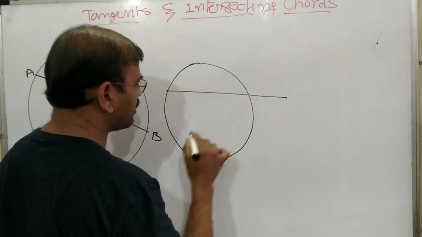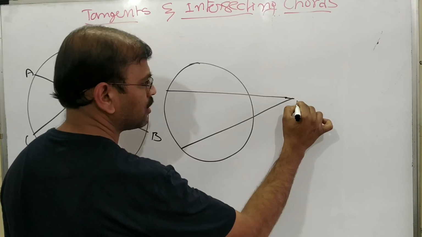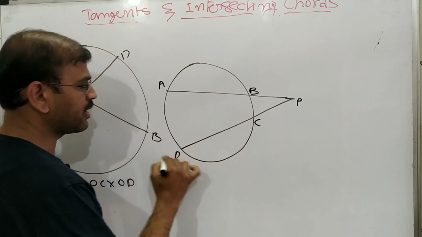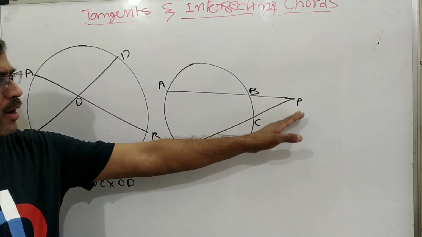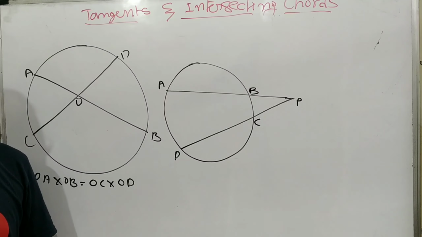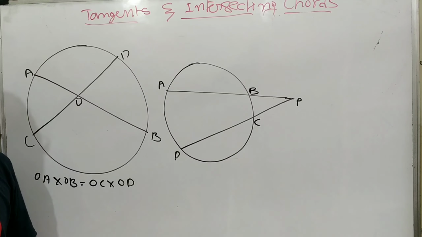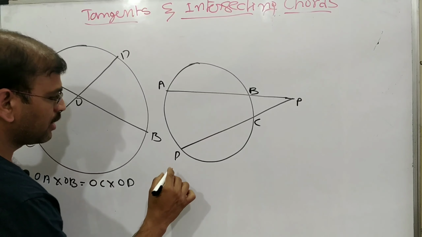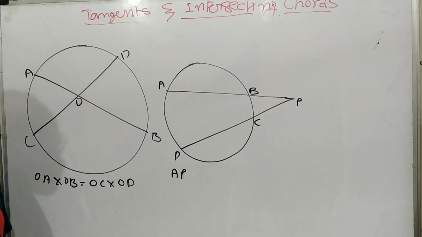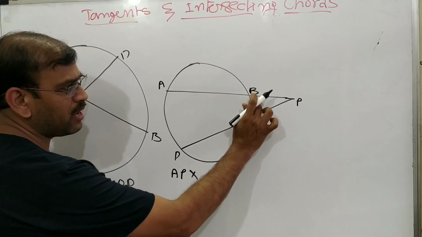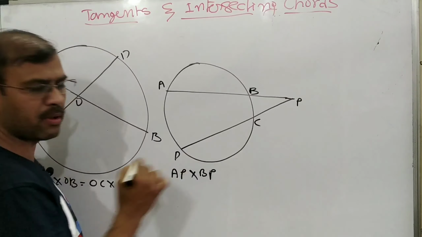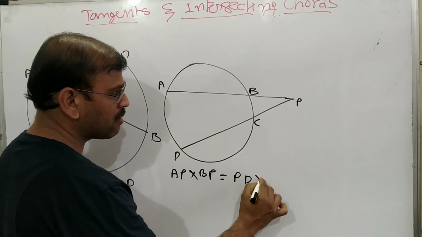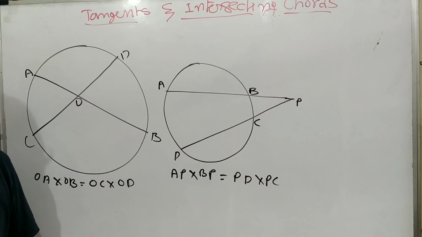The next one: two secants are intersecting at an exterior point. I will name it P. This is AB, this is CD. From the exterior point, two secants are intersecting each other. To write it in the form of a formula: the entire length AP multiplied by the exterior part BP, equals the entire length PD multiplied by PC.